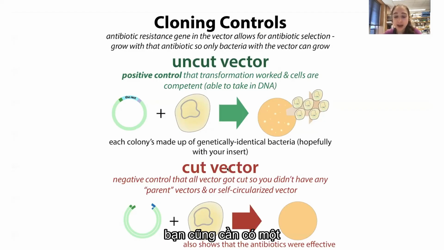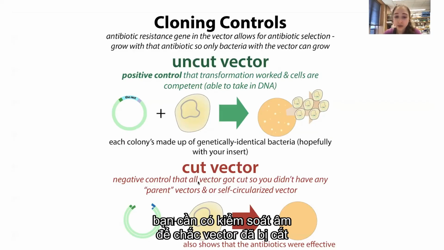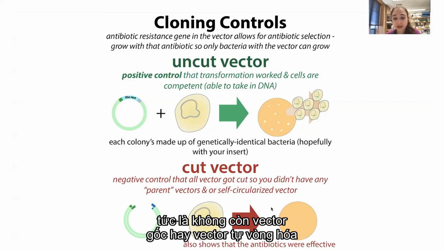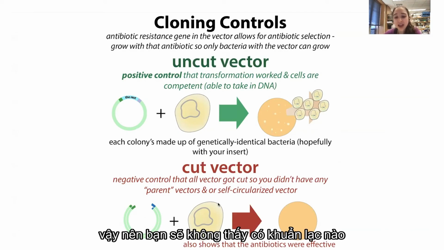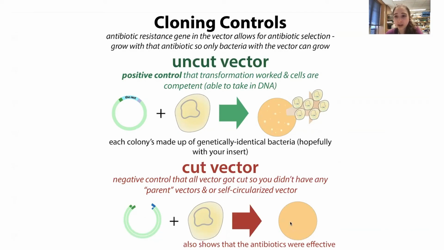You also want to have a cut vector. Basically, you want a negative control showing that all the vector got cut, so you didn't have any parent vectors or self-circularized vectors. These cut pieces aren't going to be able to replicate, so they're not going to get passed on. Even if they have an antibiotic resistance, they're not going to stay. So you shouldn't see any colonies, or at least you should see only a very small number.